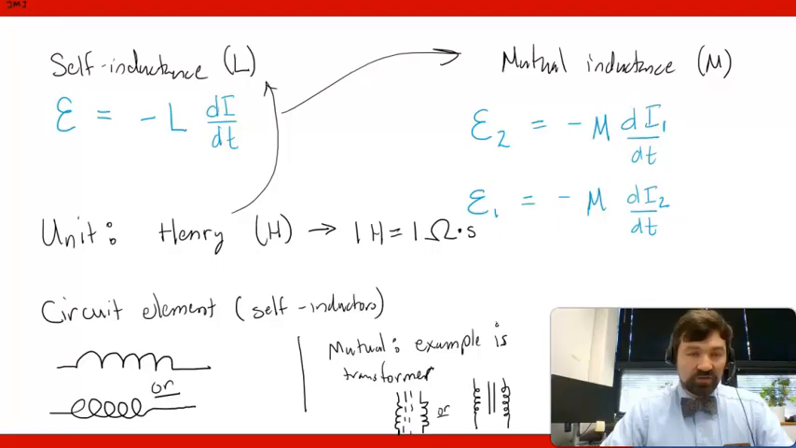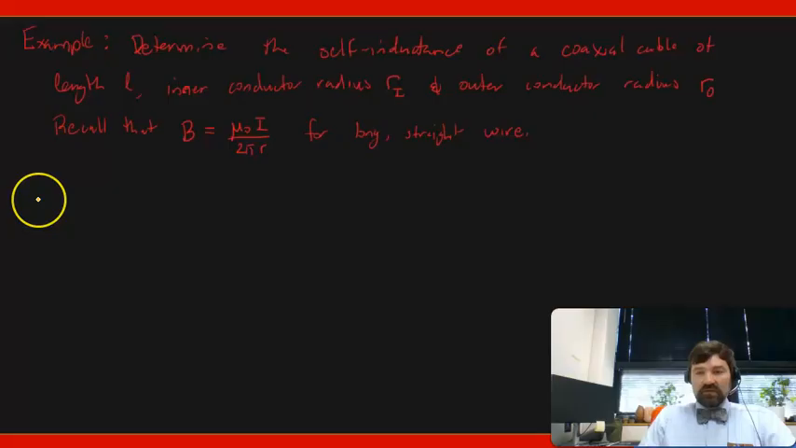Let's do maybe one quick example of self-inductance. For our example, let's consider a coaxial cable with length little l, and R inner and R outer, Ri and Ro. Worth recalling, the magnetic field for a long straight wire is mu naught I over 2 pi r. That's from Ampere's law, outside of the wire. And if you have a shell of a wire, your outer conductor, it's basically not producing much in the way of a field on the inside.